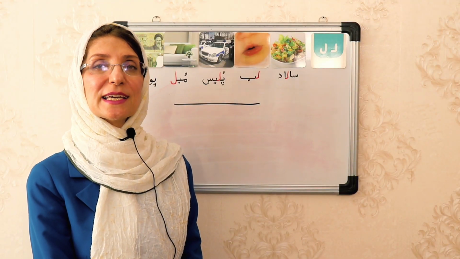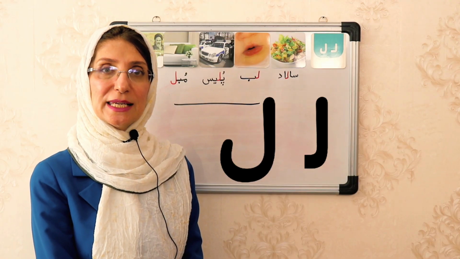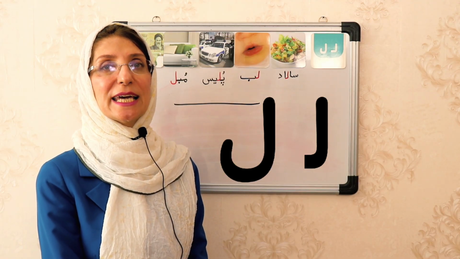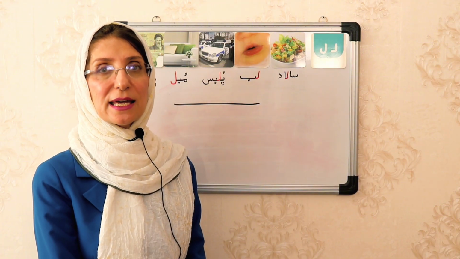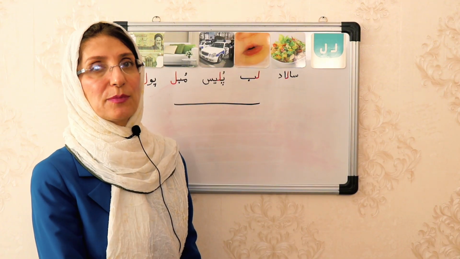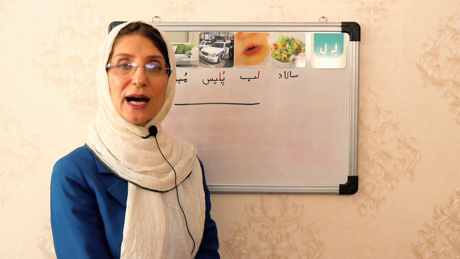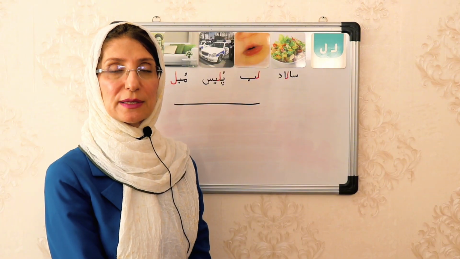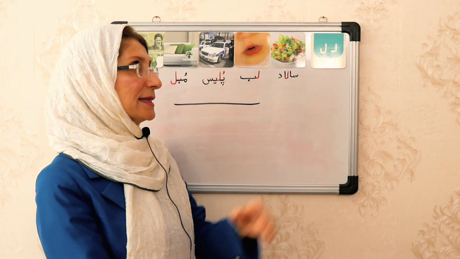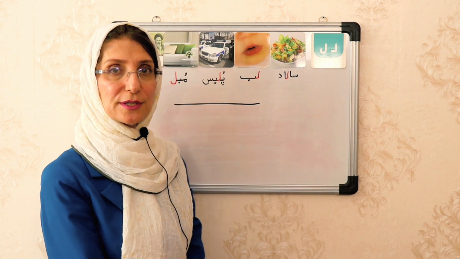Today's lesson is another Persian sound, ل sound. ل غیر آخر، ل آخر. ل is exactly like L in English, but it has two forms: ل غیر آخر, coming at the beginning of the word and in the middle, and ل آخر only comes at the end of the word.